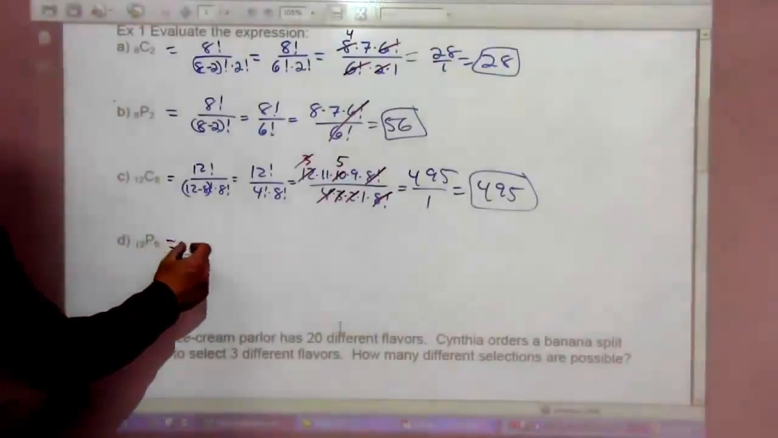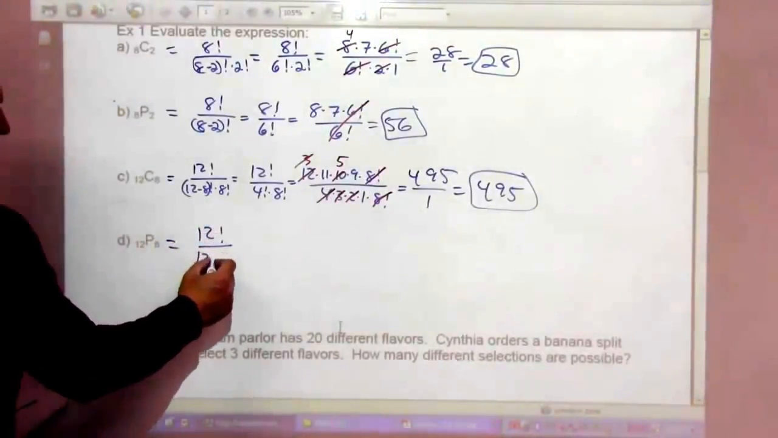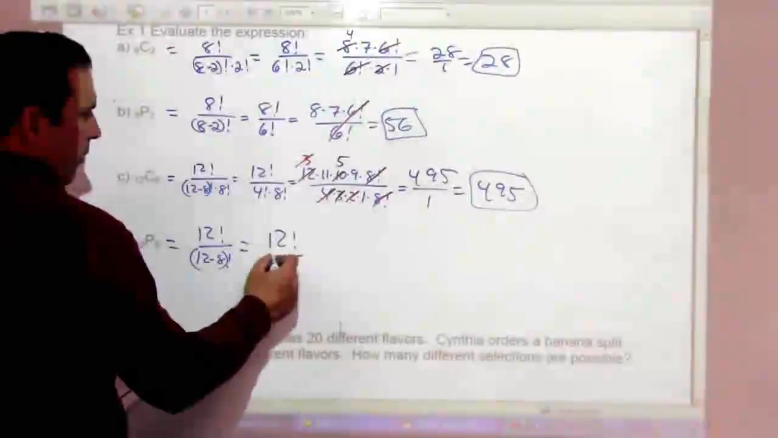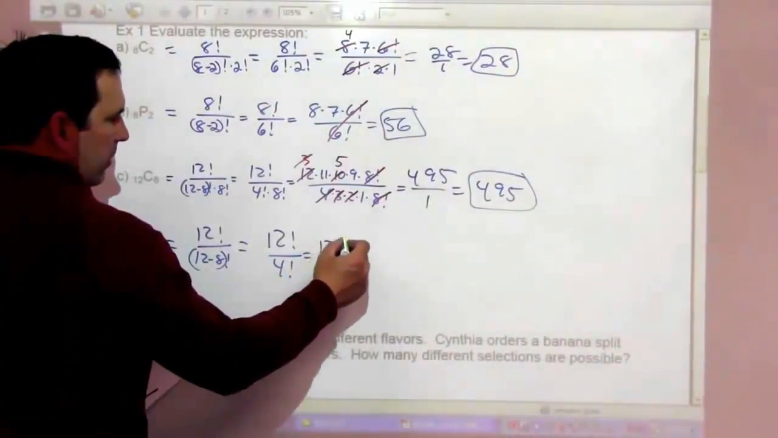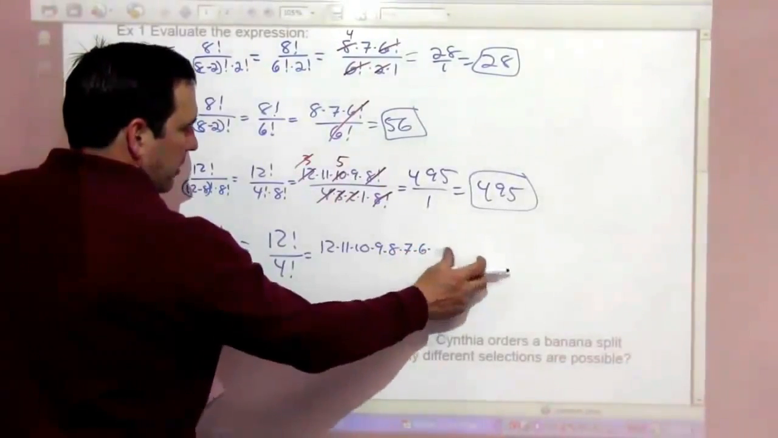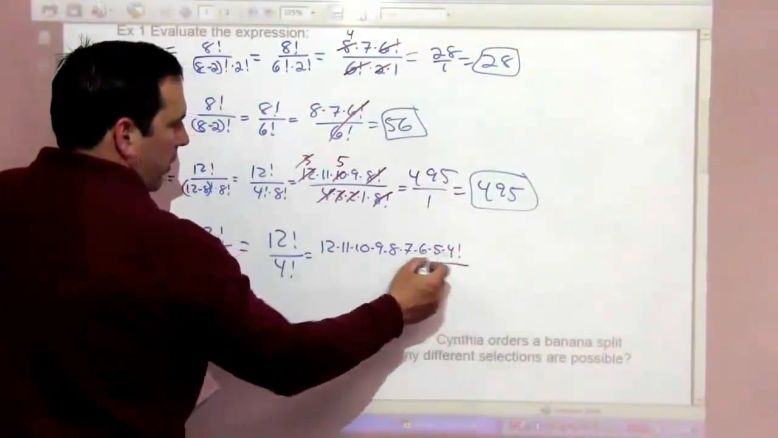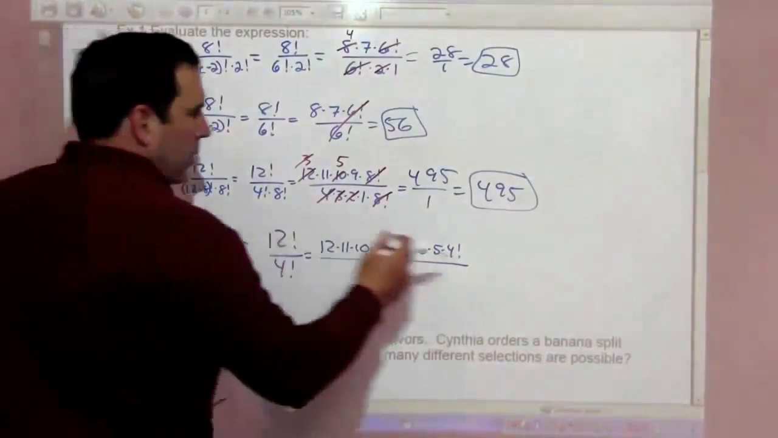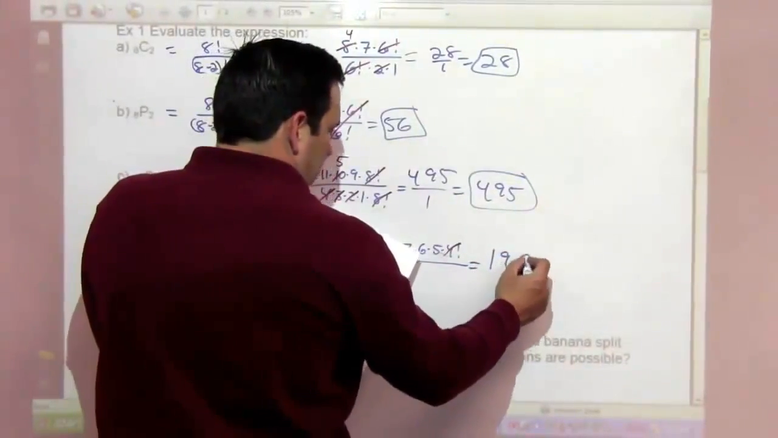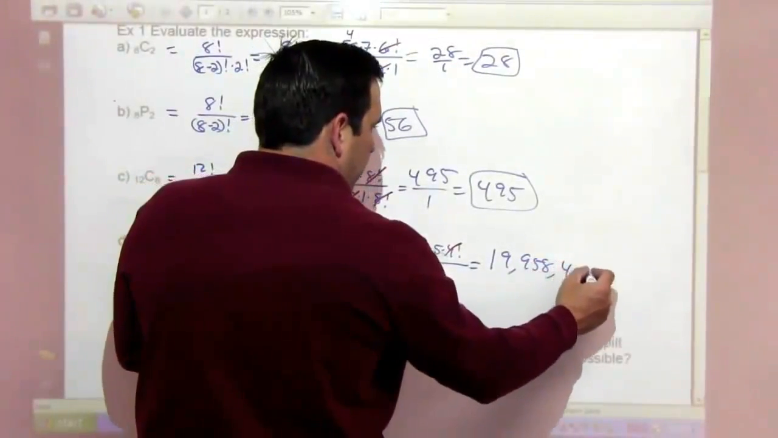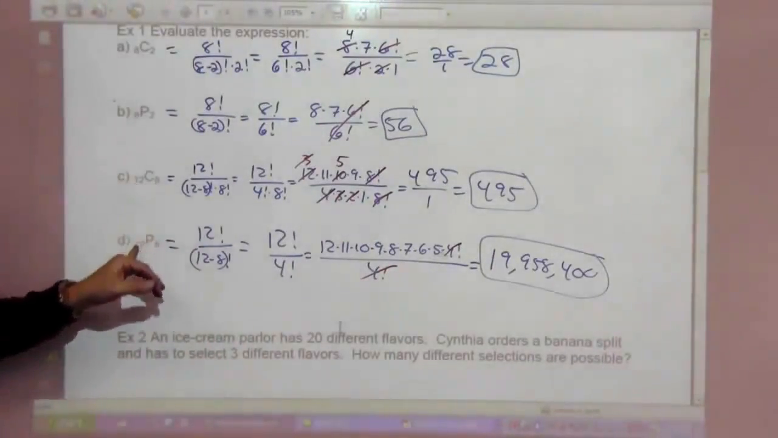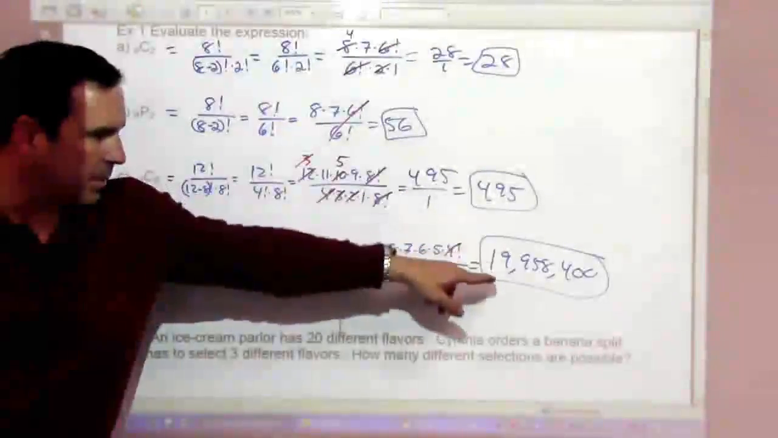Whereas 12P8 is going to be 12 factorial over (12 minus 8) factorial. It's going to be a much bigger number. 12 factorial over 4 factorial. 12 times 11 times 10 times 9 times 8 times 7 times 6 times 5 times 4 factorial over 4 factorial. And that number, ready for this? 19,958,400. Woo! So you can see 12 choose 8 versus 12P8, two vastly different numbers there.